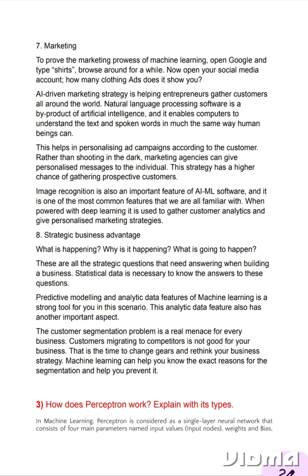AI-driven marketing strategy is helping entrepreneurs gather customers all around the world. Natural language processing software is a byproduct of artificial intelligence, and it enables computers to understand text and spoken words in much the same way human beings can. This helps in personalizing ad campaigns according to the customer. Rather than shooting in the dark, marketing agencies can give personalized messages to the individual. This strategy has a higher chance of gathering prospective customers.